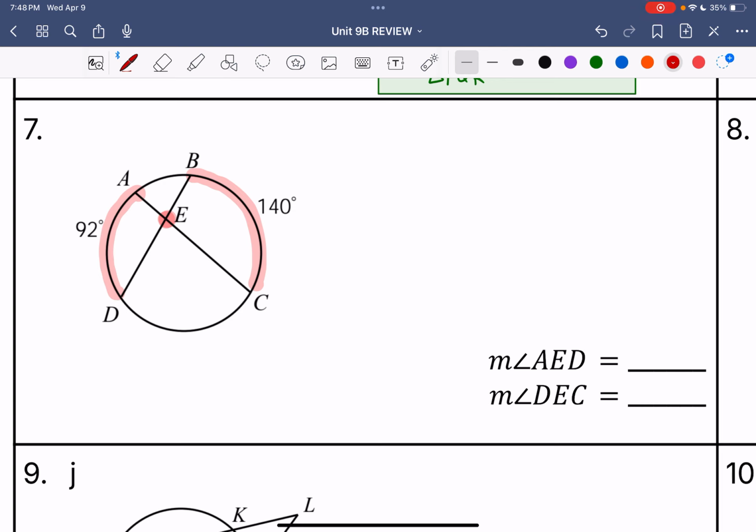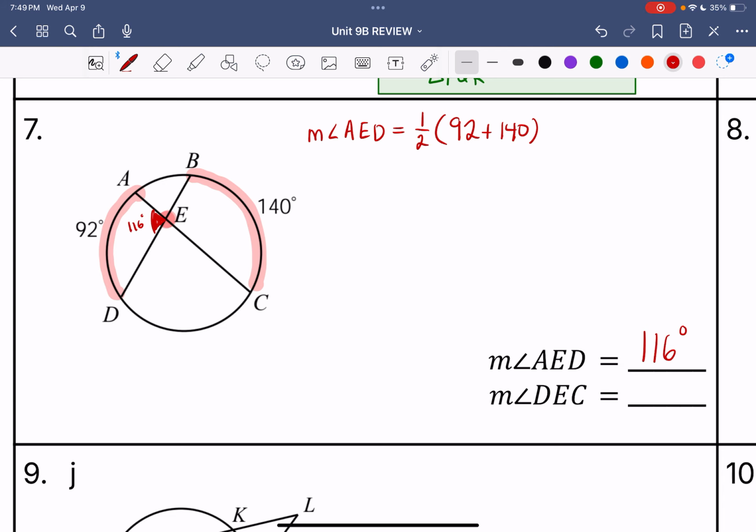So for AED, which is this angle here, that's how we're going to find it. The measure of angle AED is going to be 1/2 of 92 plus 140. So I'm going to put this in the calculator. And I get 116. So that first blank, that angle is 116.